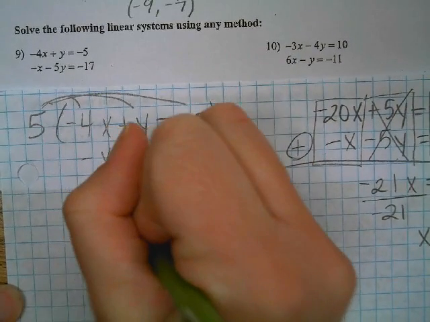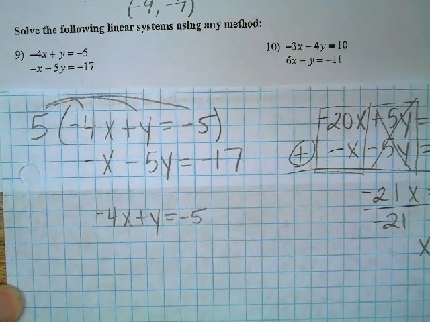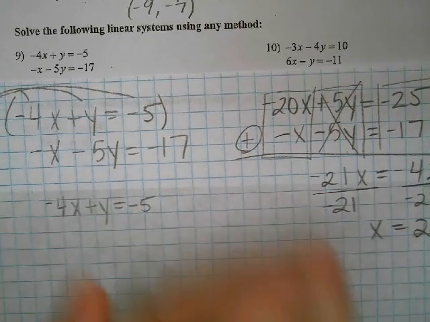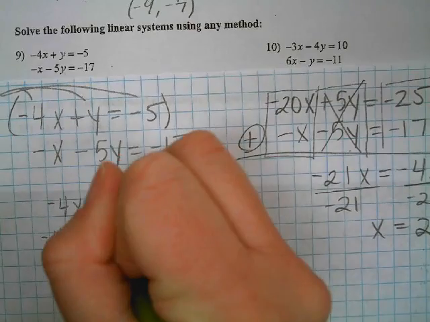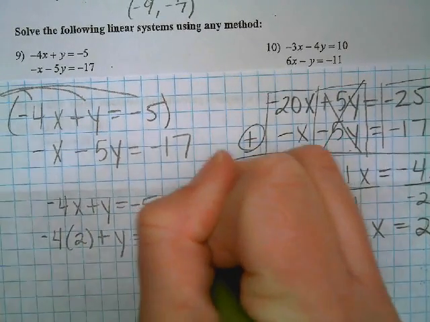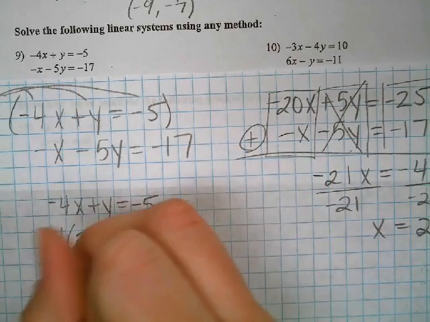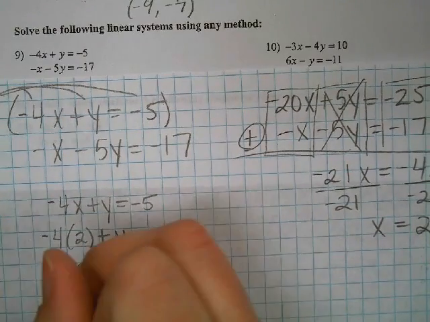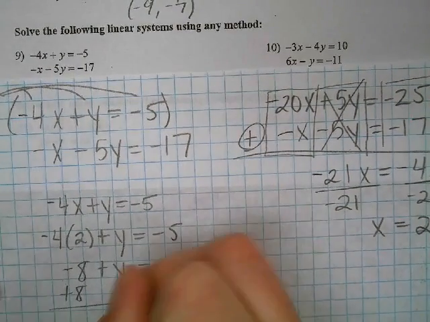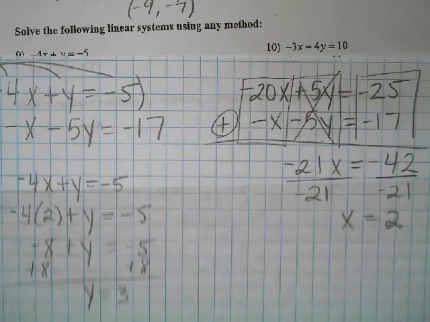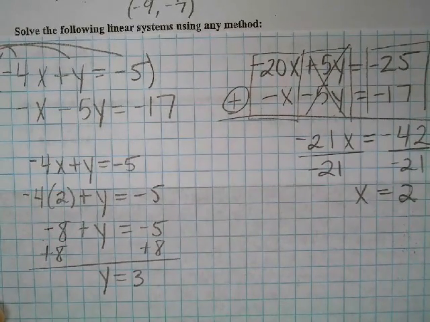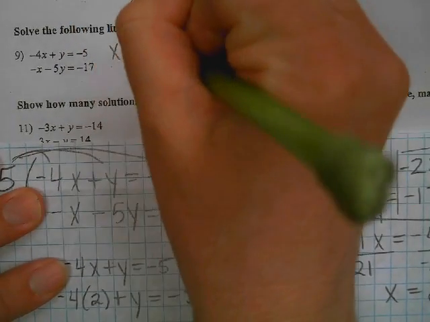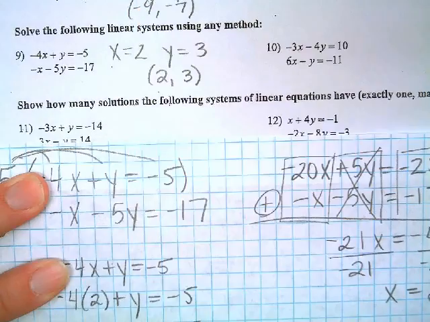So I'm going to copy down the top equation, negative 4x plus y equals negative 5. And I'm going to substitute 2 in for x. So negative 4 times 2 plus y equals negative 5. That simplifies to negative 8 plus y equals negative 5. And if you add 8 to both sides, you'll get y equals 3. So x equals 2, y equals 3. I'm going to write that on the study guide and write it as an ordered pair, 2, 3.